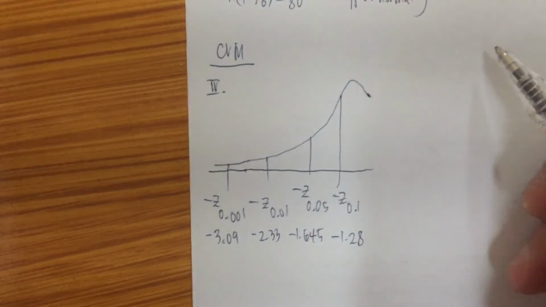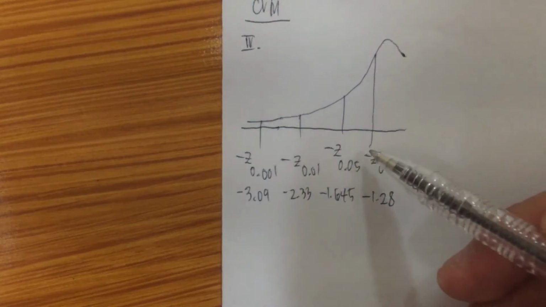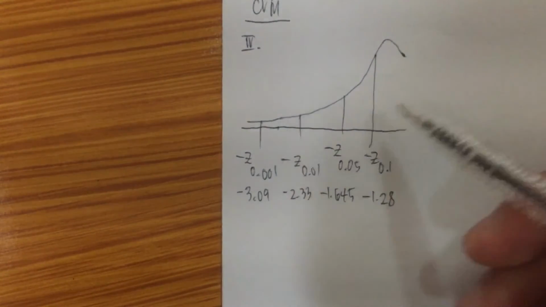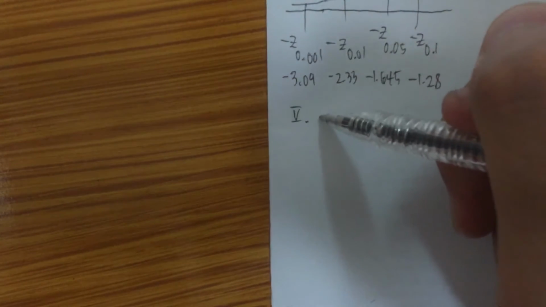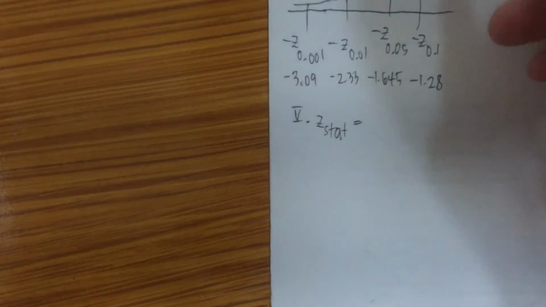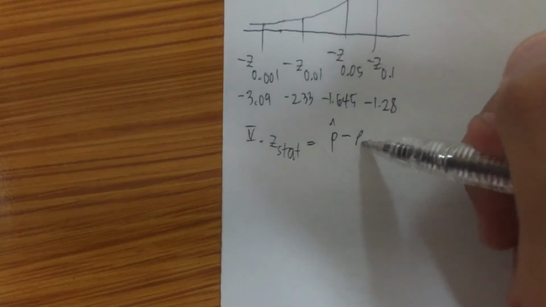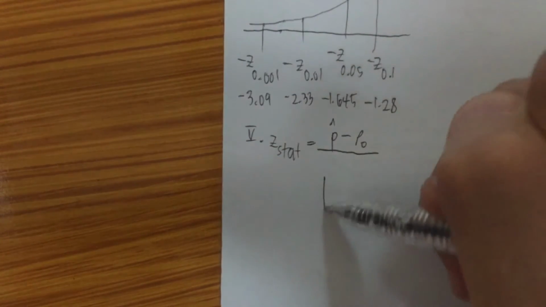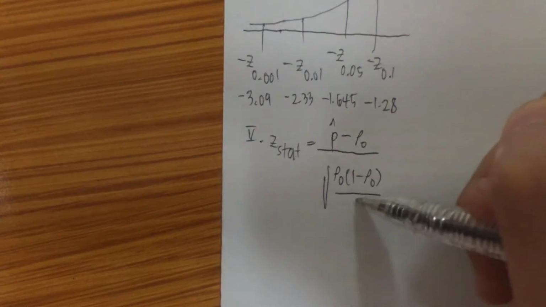Now, we've already determined these z-scores before, and these are just negative 1.28, negative 1.645, negative 2.33, and negative 3.09. So, the rejection rule is the same. If the test statistic is less than the critical value, then for that value of alpha, reject the null hypothesis. Now, the test statistic now uses a new formula. This is a proportion, so we will use the formula from chapter 7. That's p hat minus rho naught over the square root of rho naught times 1 minus rho naught over n.